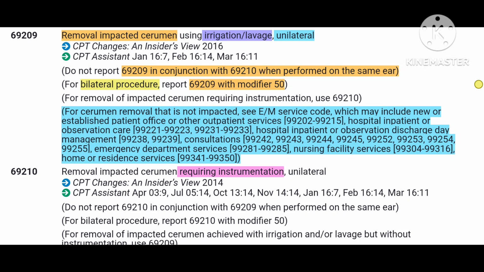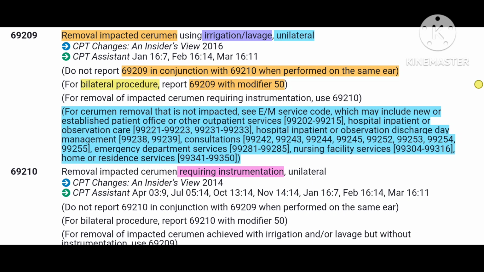The important thing to note here is that both codes are unilateral codes, and if the procedure is done bilaterally, you can report it with modifier 50. And one more thing, if earwax removal is done for unimpacted cerumen or simple earwax, then you don't have to report 69209 or 69210. It can be reported simply with E&M chapter codes. Wherever the doctor and the patient are meeting, that is enough to be reported, because they are not using any special technique there to remove the earwax, and it is not a stuck one. It's a simple one, so you don't have to report it with ear chapter codes.